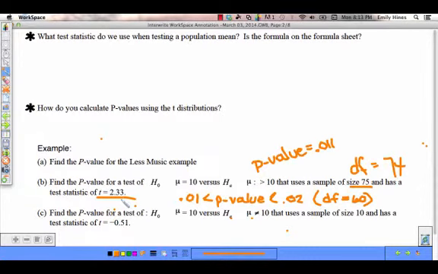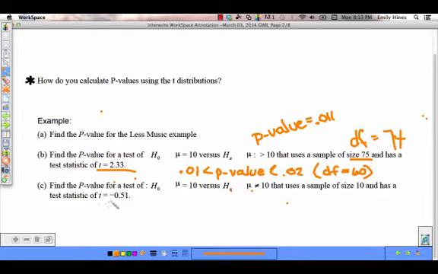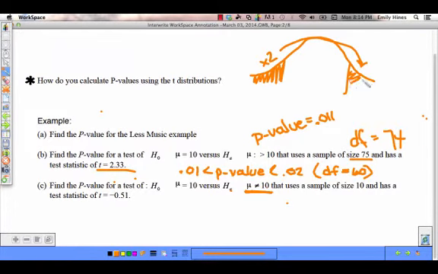Okay, so let's look at the last example. Find the p-value for a test of the null hypothesis mu equals 10 and the alternative hypothesis mu is not equal to 10 that uses a sample size of 10 and has a test statistic of negative 0.51. Okay, so let's remember with the two-sided that it is a little different from the one-sided. Remember that with a two-sided, I take what I find on one end and I have to multiply that one by 2 so that it takes into account everything here. Same thing here. Whatever p-value I'm going to have to find, it's got to be multiplied by 2.